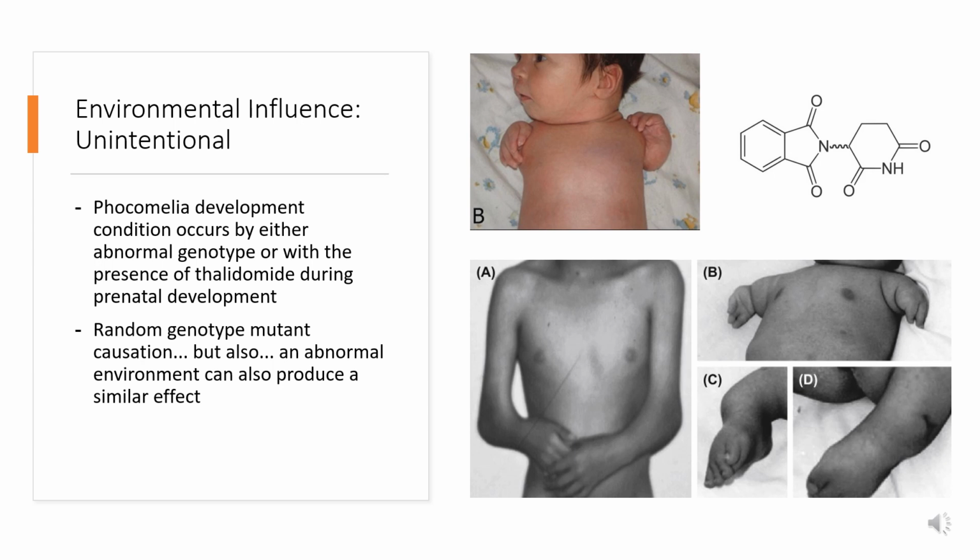Now, thalidomide was a treatment used for morning sickness for pregnant women and has since then been banned because of the results of thalidomide in prenatal development can cause phocomelia. Again, this is an unintentional environmental influence where either naturally random gene mutations occur, or thalidomide, which at the time was not known to cause harm and was used to treat morning sickness, had an impact on the development of prenatal babies.